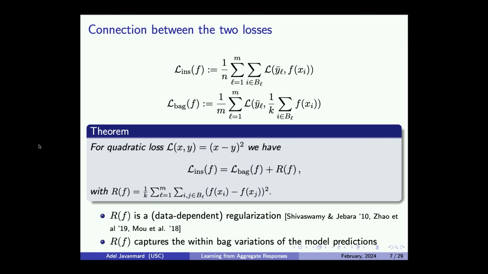And what's this regularization term here? It's basically the variation that you have within each bag. One thing that you might note is that the term regularization often is used when it's data independent, like L2 norm of the model or L1 norm. This one depends on the features, but not the labels. So it's sort of a data-dependent regularization. And it's also common in learning theory. So these are some of the examples where people use the term regularization, even if it depends on the features.